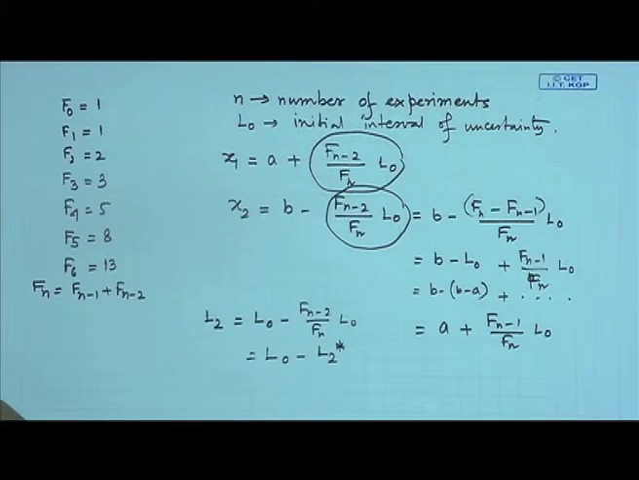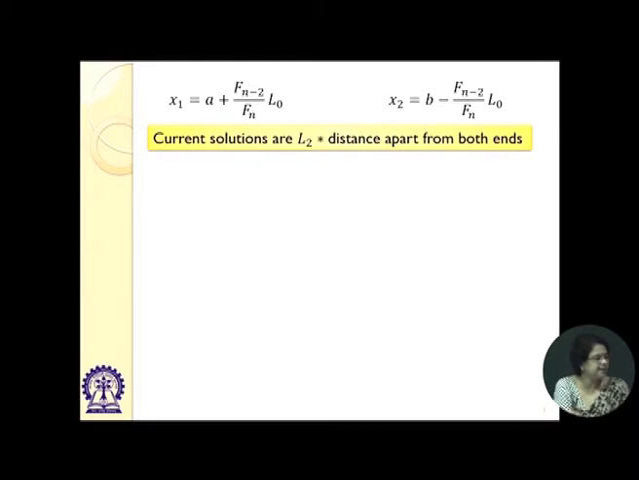In the third, I will find out L3 star. And what is the process? In brief, I am just telling you, then you will understand. Initially I was getting x1 and x2, and I am saying that take two points x1 and x2 which are L2 star distant from both ends of that interval, because I am taking A plus L2 star and B minus L2 star. That is why the guideline is that the current solutions are L2 star distant apart from both the ends.